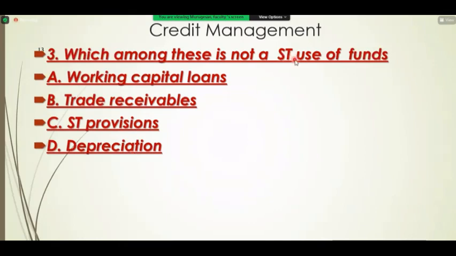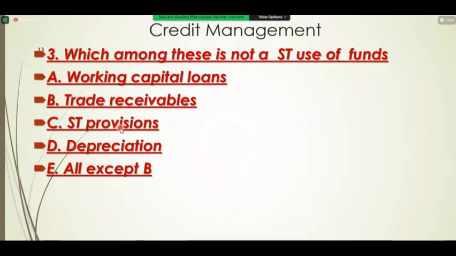The question is, which is not a ST use? Now E, all except B, that's the correct answer. Trade receivable is a ST use. This is not a ST use. This is a ST source. Normally, short-term source, short-term use.